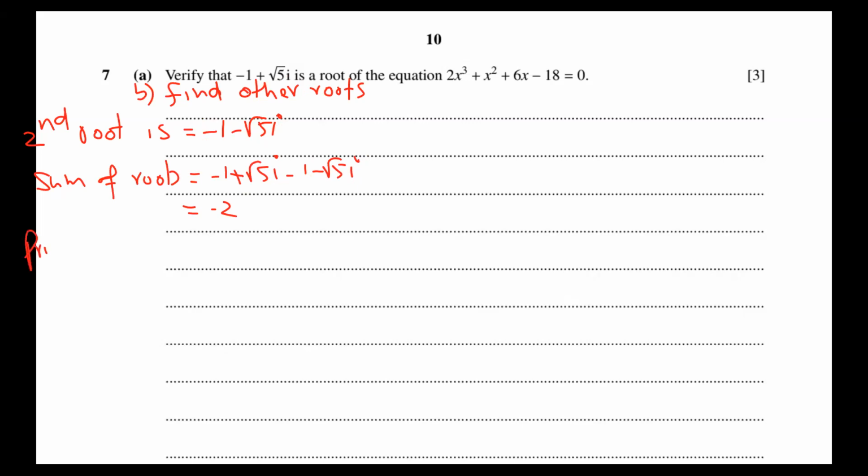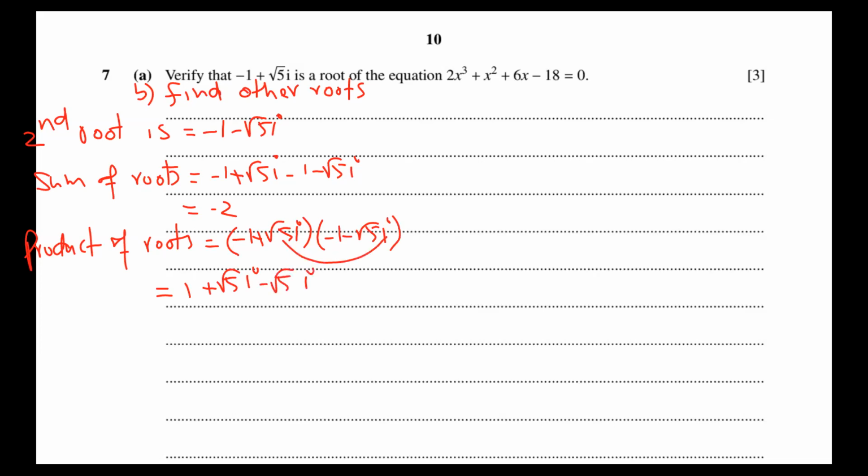Now the product of the roots. I multiply -1 plus root 5 iota and -1 minus root 5 iota. You can do it manually or use a formula, but I think it's better to use the other technique. I get 1, then 1 times root 5 iota gives 5 root iota, and the other cross term gives -5 root iota.